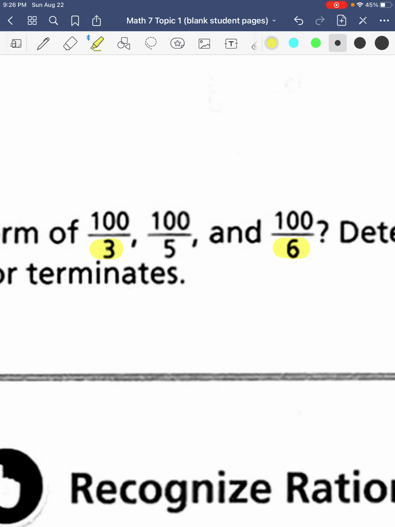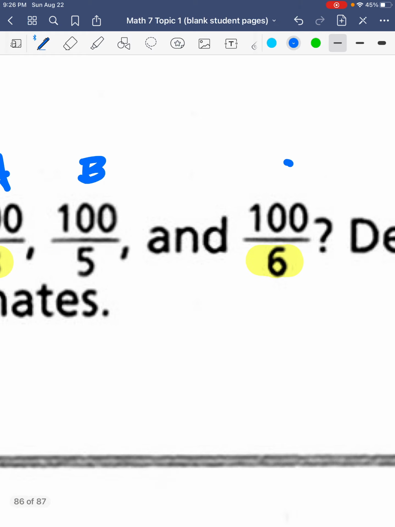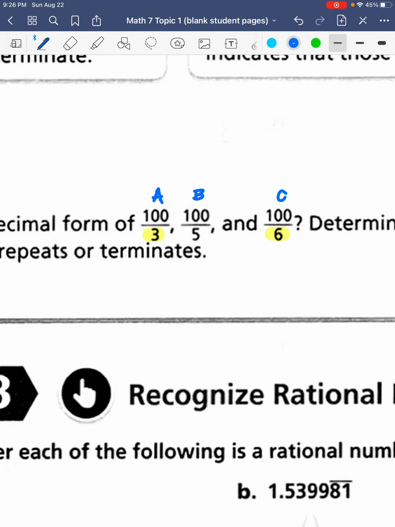Now, our third one, the one in the middle, 100 over 5, I'm not going to expect that one to repeat. But we're just going to prove this with some long division. So I'm going to call this one A, this one's B, and this one will be C. Okay, so let's start with A, 100 over 3.